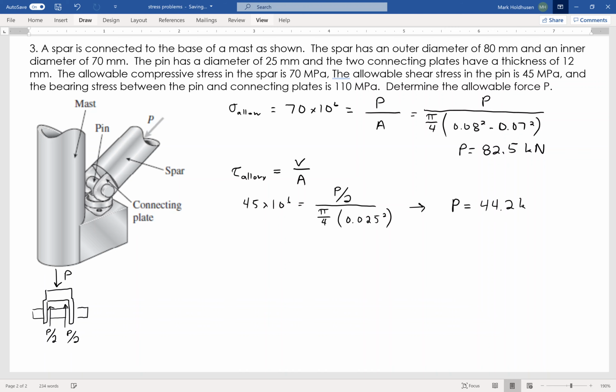44.2 kilonewtons. Okay, so at this point, I know this guy can't happen, right? Because once I hit 44.2, the pin is going to shear, right? So the compression won't reach its limit at that point, right? However, I do have to worry about this bearing stress. And again, bearing stress is still just a force, the bearing force, and we'll talk about that in a little bit, divided by the area.